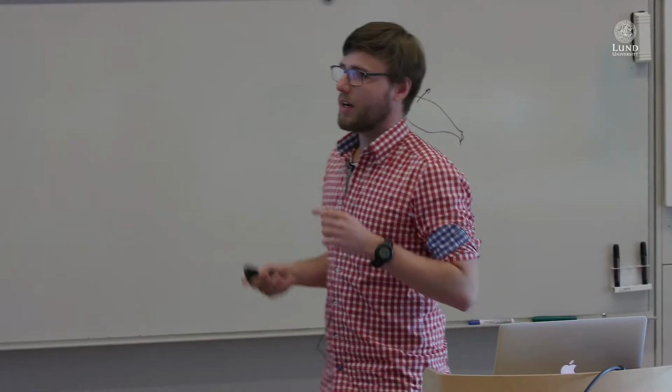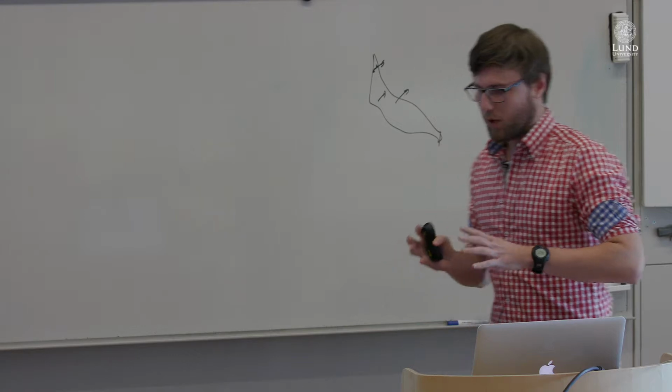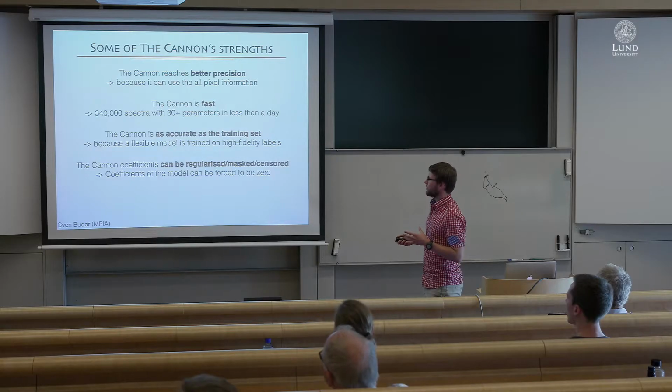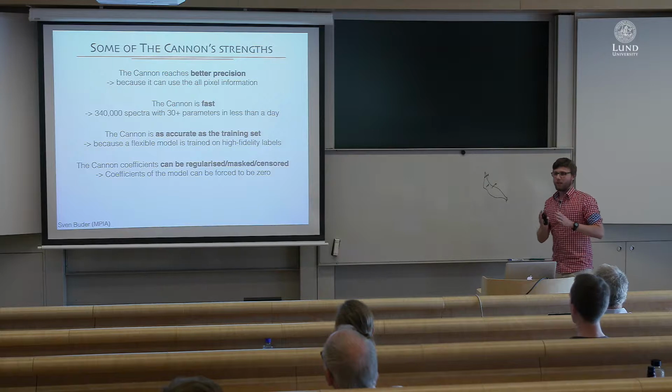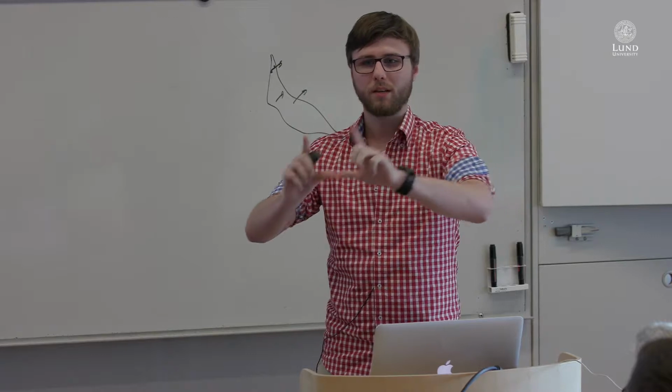And also the Canon is as accurate as the training set. And the one thing that I want to elaborate a bit more on is that the Canon coefficients can actually be regularized, masked, or censored. So basically, if you think that you only want to follow the nickel lines, for example, you can allow the Canon only to be sensitive to the regions where you know there are nickel lines.